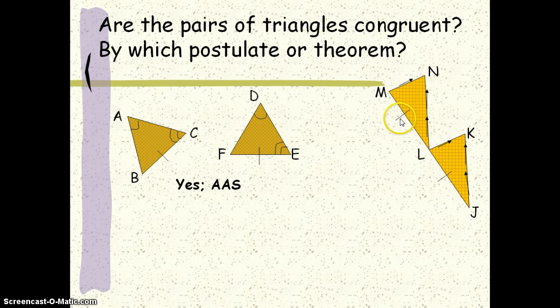Right now we only have one piece of information marked, but we're given that MN is parallel to LK and LN is parallel to JK. So we're going to have to use those parallel line theorems that you thought were going to go away to show that different angles are going to be congruent. So I want you to try this one on your own and see if you can see what angles are congruent.